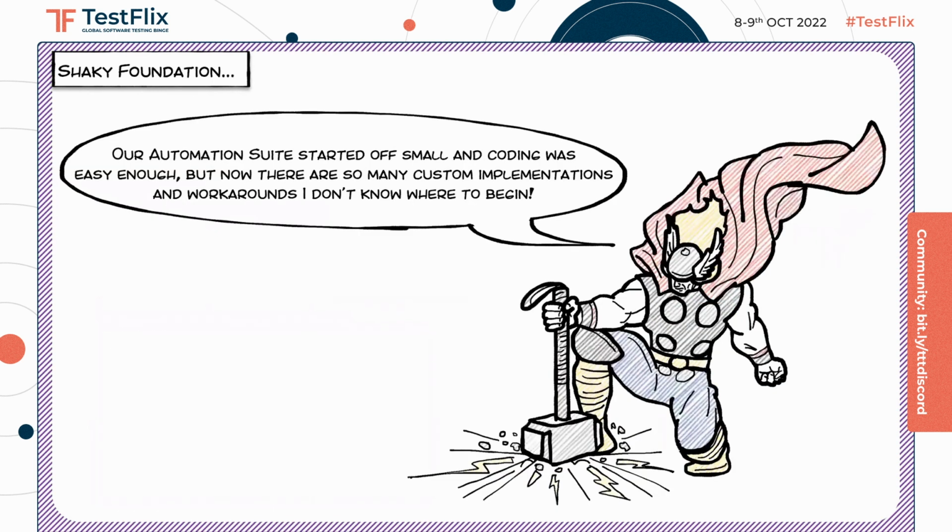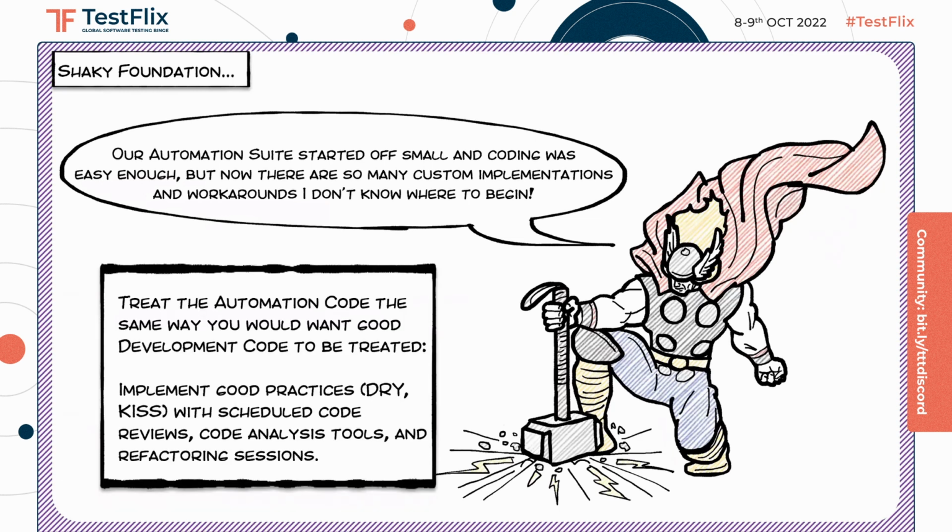Also, I've seen people build with a shaky foundation, as in they automate to get to the done state for that story, to get to the next day. And they end up accruing a great deal of technical debt in their framework to the point where you end up throwing away the framework eventually and starting over from scratch. You want to treat your automation code the same way you want good development code to be treated. You want to implement good practices such as don't repeat yourself, keep it simple, stupid, with scheduled code reviews, code analysis tools, and refactoring sessions. You want it to be the first-class citizen alongside your development code.